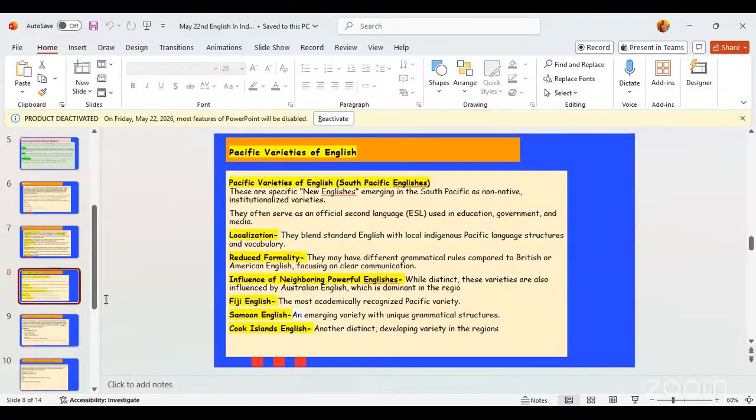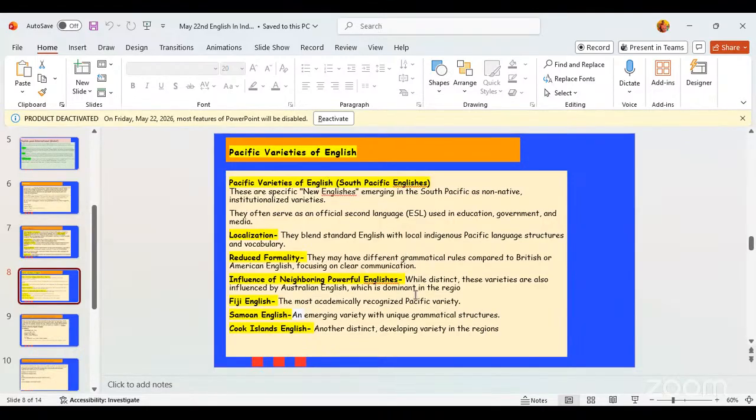Let's talk about the Pacific varieties of English. South Pacific Englishes are institutional varieties, emerging from the South Pacific as non-native institutionalized varieties. They often serve as an official second language, that is ESL, used in education, government, and media. Localization. They blend standard English with local indigenous Pacific language structures and vocabulary. Reduced formality. They may have different grammatical rules compared to British or American English, focusing on clear pronunciation.